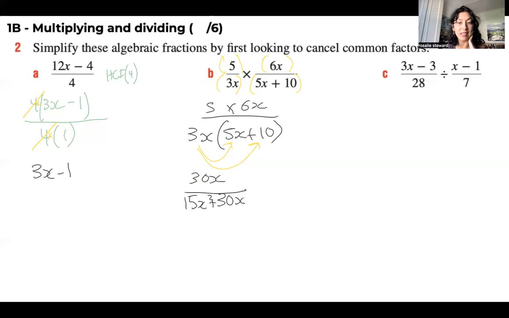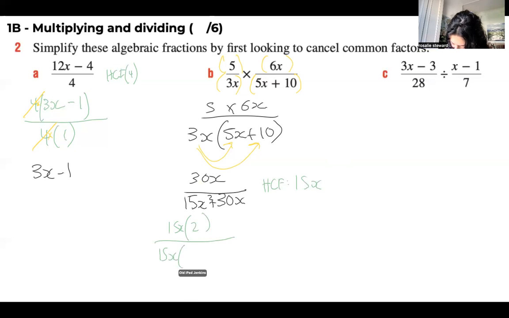So I know that there's a number that divides easily into 30, 15, and 30. It's going to be 15. So if I take 15 out of every single thing, that's going to leave me with 2x here. Oh, actually, there's an even higher common factor. I didn't realize that there's an x term I can take out of everything. So that's nice. I'm going to take x out of everything as well. And that will be even easier to cancel out. So that's going to leave me with 2 on top.